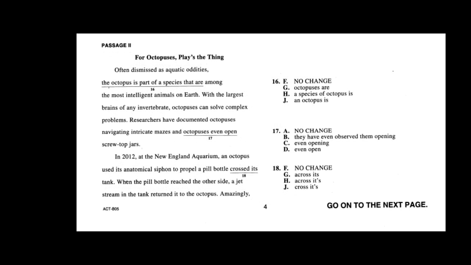Problem number 16, what we're going to do is just basically match our answer choices here. So here we have octopus, octopuses, octopus. The name of the passage is octopi. It's plural, so the correct answer on this one is going to be answer choice G for problem number 16. Problem number 17, we're going to use that same logic. Here we're looking for opening or open. Here it says navigating, so we're going to just match that. ING, C, match, match, 16, 17.